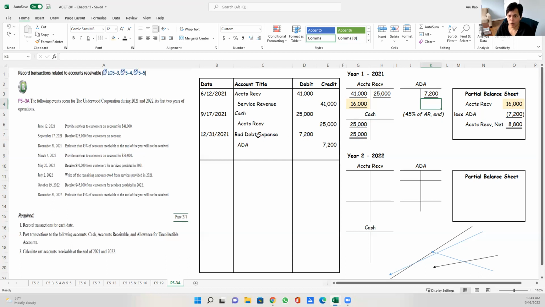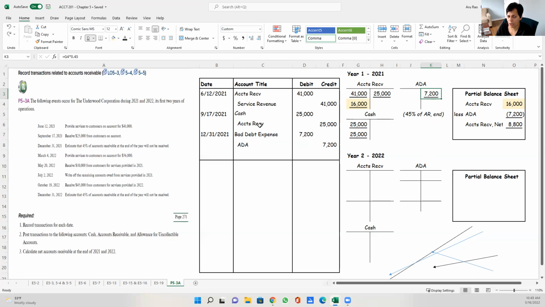Okay. So I have bad debt expense debit, allowance for doubtful account credit, 7,200. That's when it's posted, we have that number over here. That's the only number over here. So I'm drawing the double underline to indicate that's the balance. Okay. So once again, let me walk you through this.